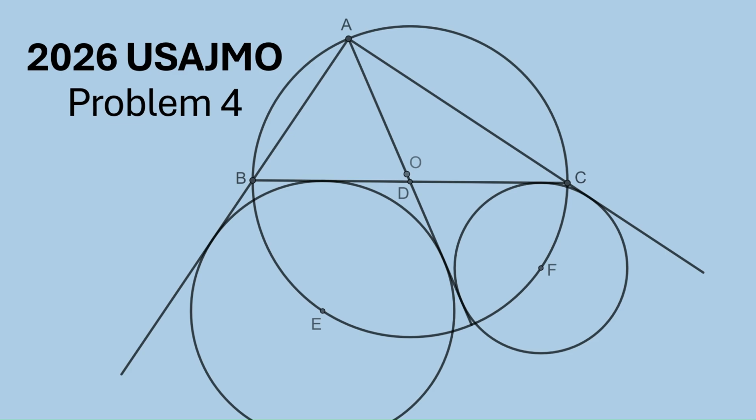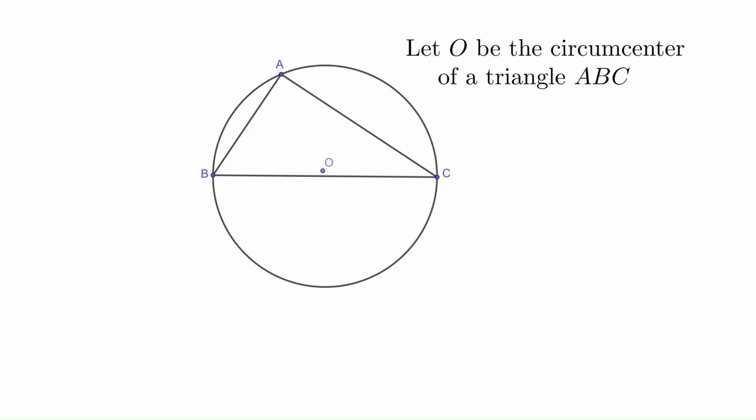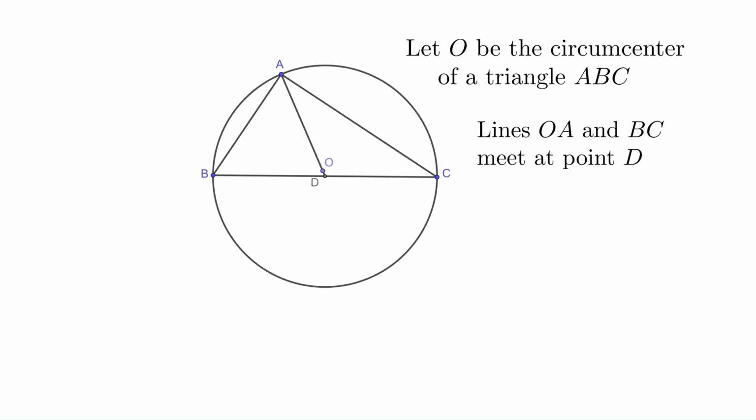This is 2026 USA Junior Mathematics Olympiad problem number 4. It is an easy geometry problem, can be solved by angle chasing. Let O be the circumcenter of triangle ABC. Lines OA and BC meet at the point D.